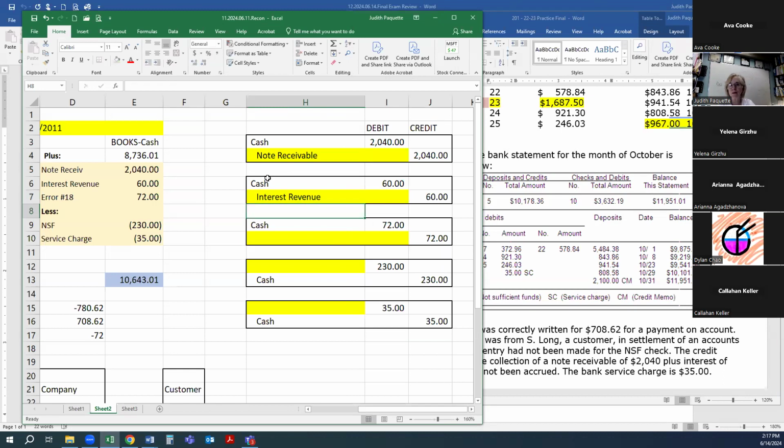If it were a note receivable and the bank charged us a service charge for handling the note, we debit service charge expense. $72, let's come back to that.